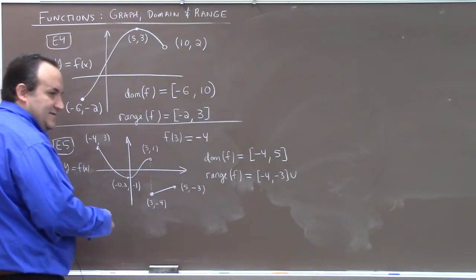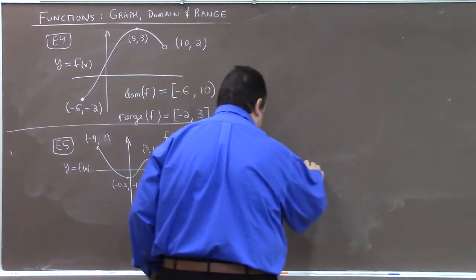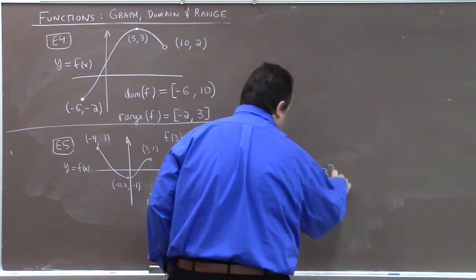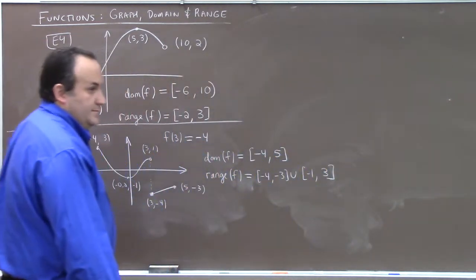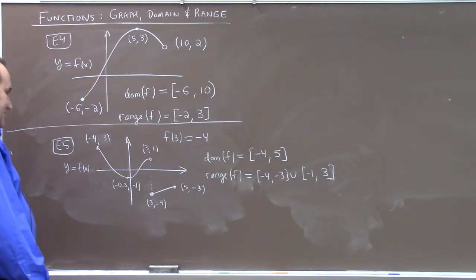So what did I say? Minus 1 included, right? To plus 3 included. Did I do something wrong? Okay.